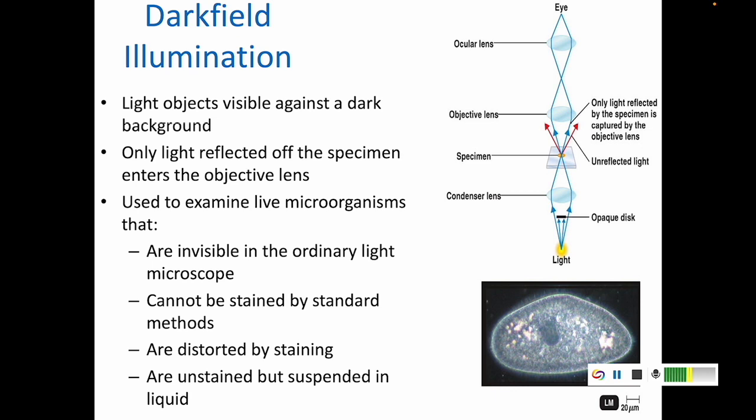It lets you look at organisms that just can't hold a stain, that you're not able to stain with any standard methods. If you have a cell that just gets messed up by staining, where it's all distorted in its shape, you can see this because you're not going to distort it. You won't be staining it. And if you have cells that are suspended in a liquid that you can't stain, you can see them very well with this type of microscopy.